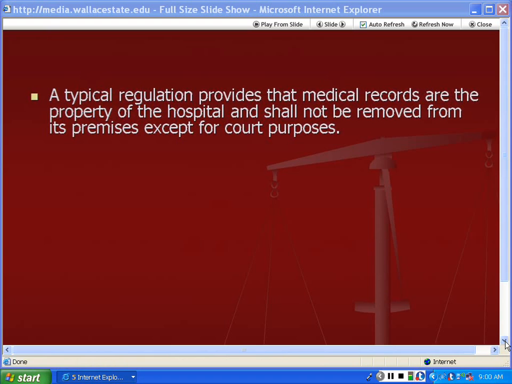So if you've got a subpoena or a court order and you had to show up in court with that record, then you could remove it from the premises.